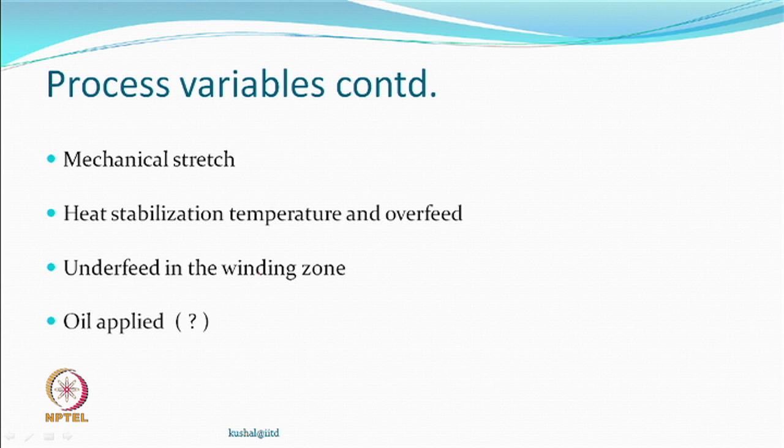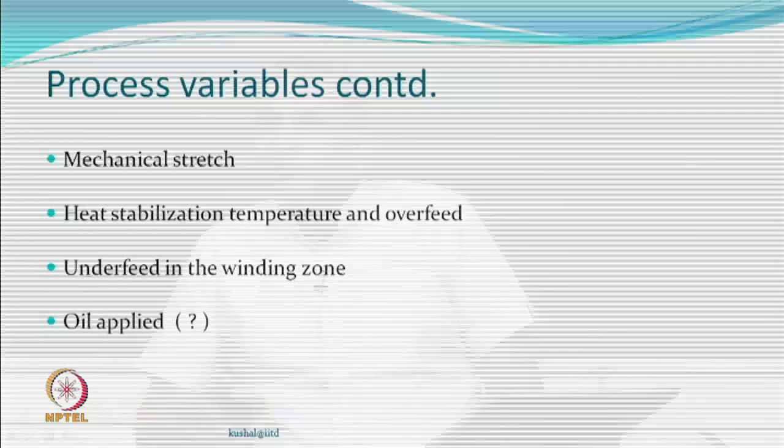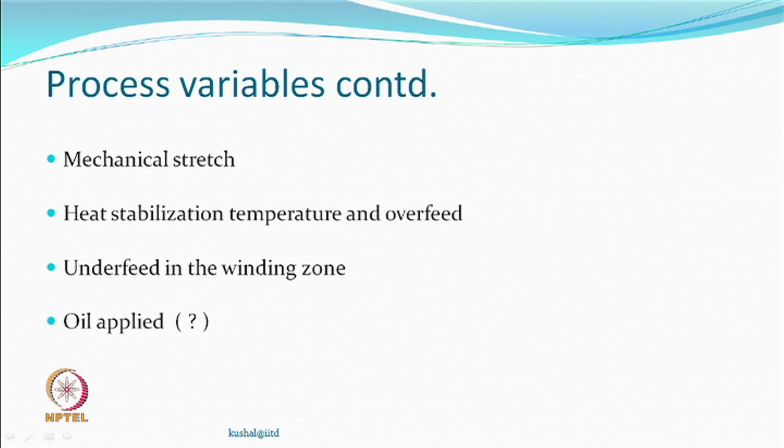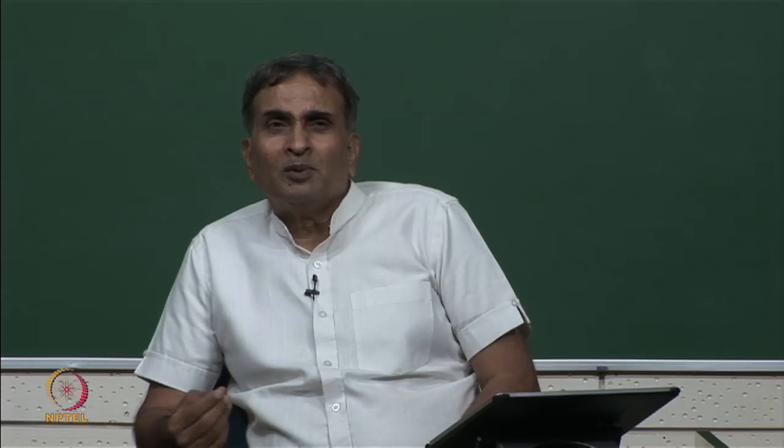Then you have the winding zone. In winding also you may give some tension. Hopefully, this is not going to make much of a difference if you have already gone for mechanical stretch and heat stabilization, but you normally do a bit of underfeeding, so that tight packages are made. And if replenishing of a spin finish oil has to be done, then that also may be important, because during the heating, if at all heat stabilization is done, you would probably have to replenish.